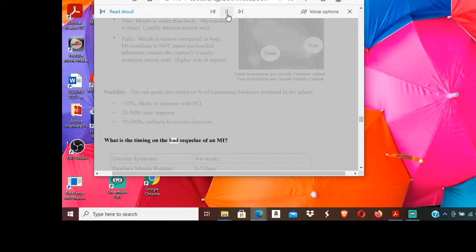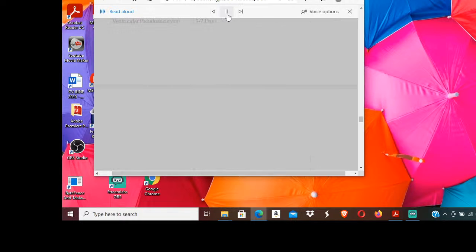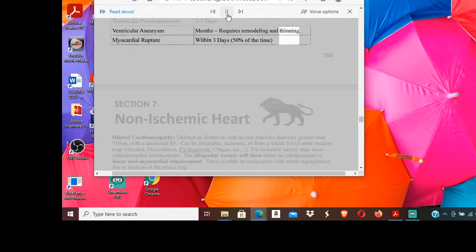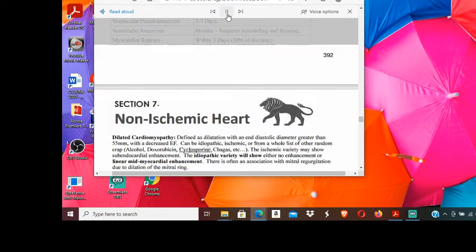What is the timing of the bad sequelae of MI? Dressler syndrome, 4 to 6 weeks. 2 to 7 days. Ventricle pseudoaneurysm, 3 to 7 days. Ventricular aneurysm, months, requires remodeling and thinning. Myocardial rupture, 50% of the time.